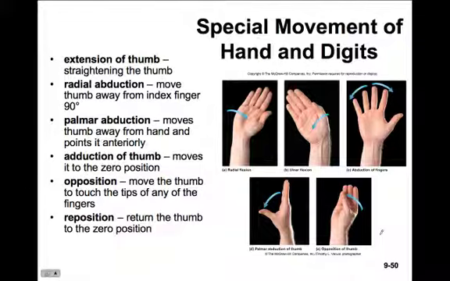And then we have the feature that we're so well known for, opposition. This is where we move the thumb to touch the tips of any of the fingers. And repositioning is returning the thumb to the zero position.